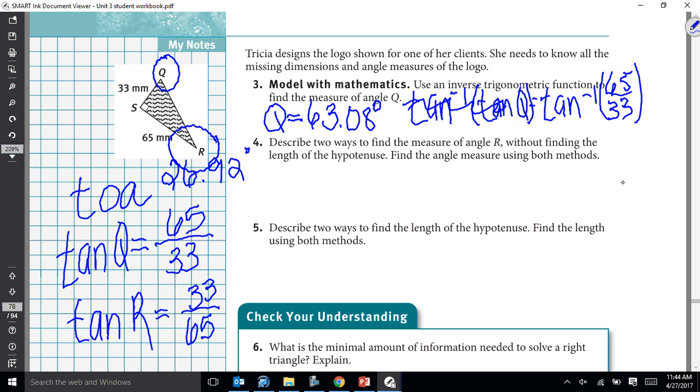All right. So 26.92 degrees. So that's our measure of angle R. Did anybody do the triangle sum theorem? Did you get the same thing? All right, good.